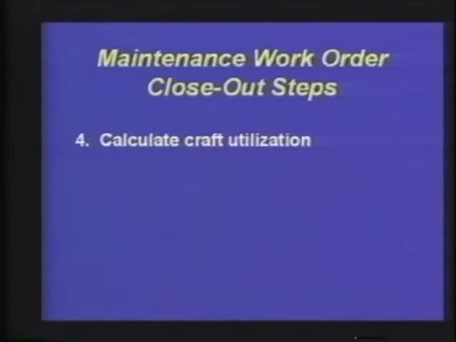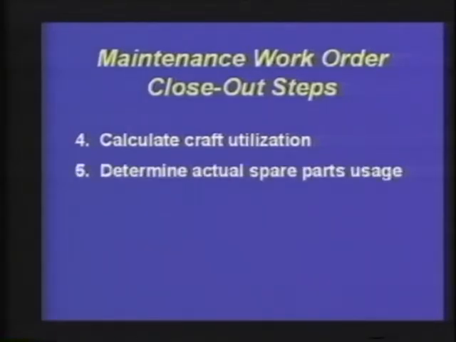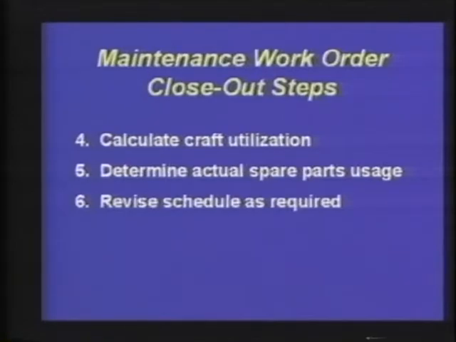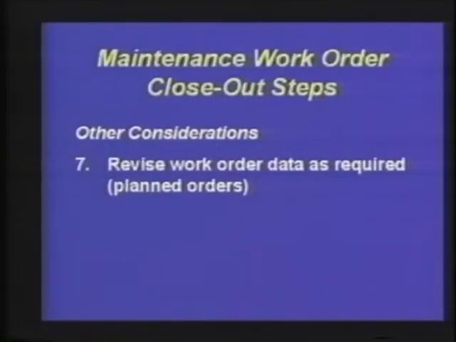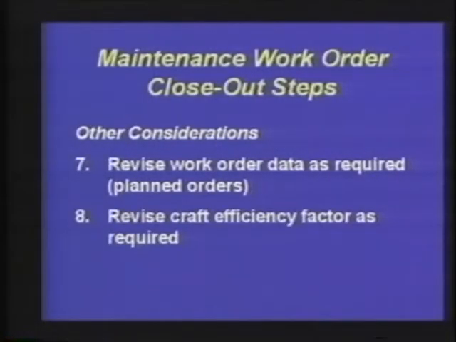We want to calculate craft utilization, which is item number 4, determine actual spare parts usage, and then revise the schedule as required. In other words, there could be some sequences that should be changed. There may be a sequence that should be added or one to be deleted. Other considerations is to revise the work order, which I've just went through. And then item number 8 is revise the craft efficiency factor as a byproduct of the accumulation of all of the previous craft efficiencies and utilization analyses.